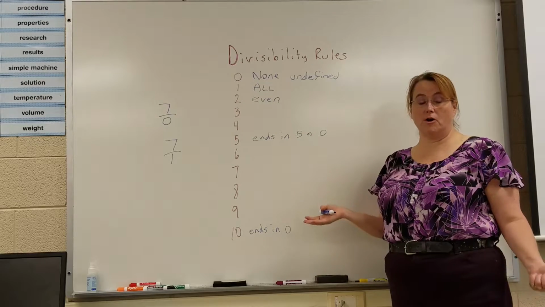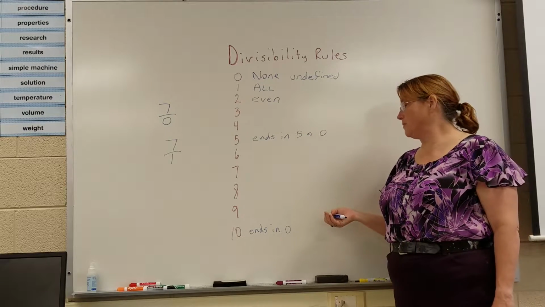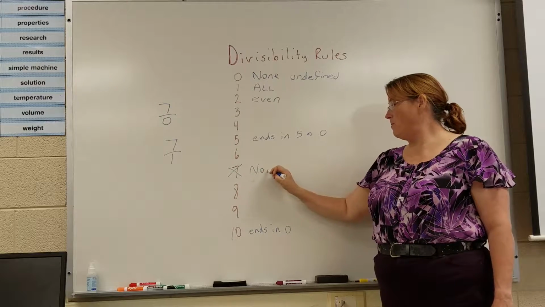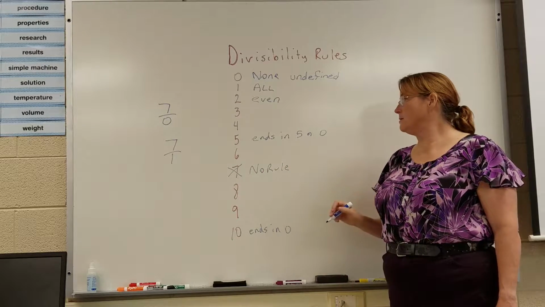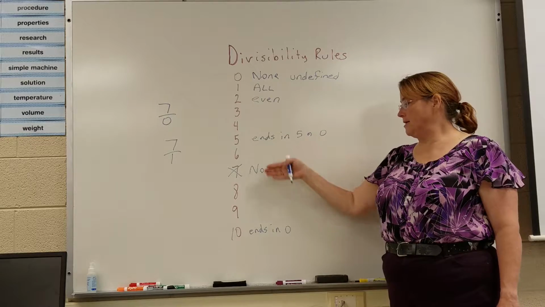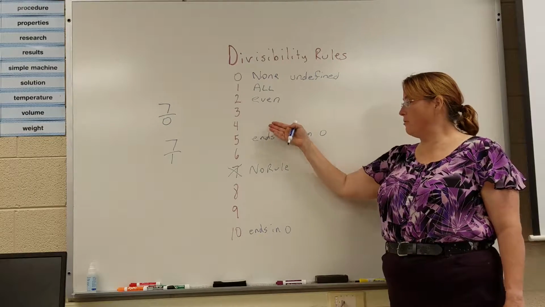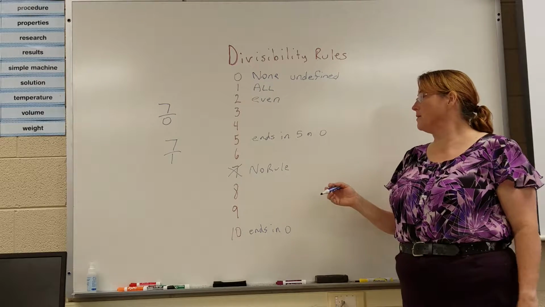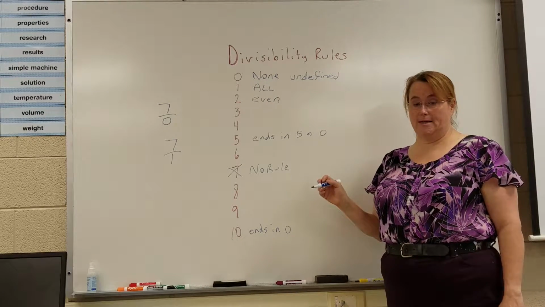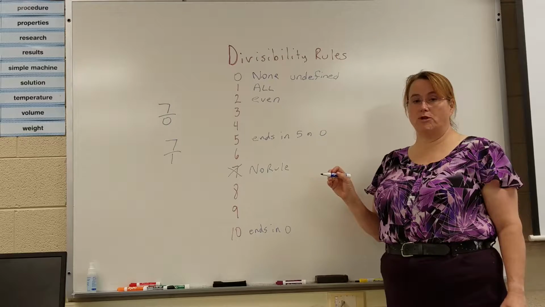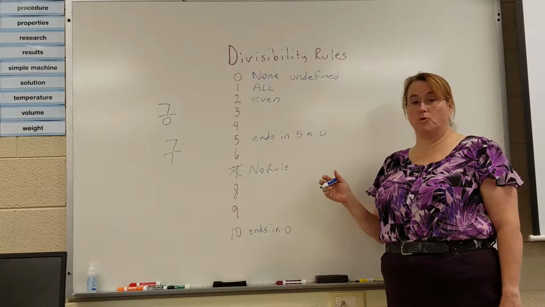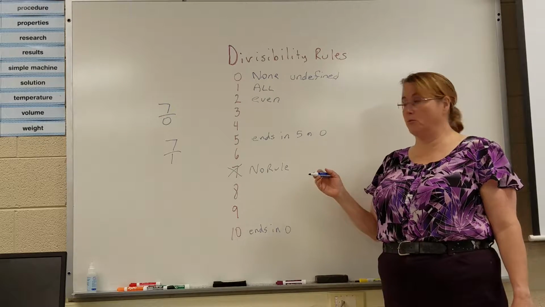So those are ones that are common and almost everybody knows. I will tell you that 7 has no rule. And 3, 6, and 9 are related, and 4 and 8 are related. So we'll look at 3. The rule for 3 is the sum, which means adding them up, of the digits. If that number is divisible by 3, then the number is divisible by 3.